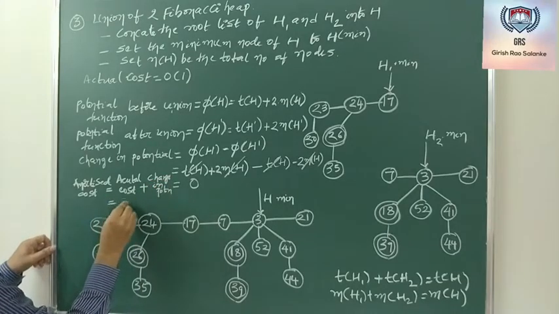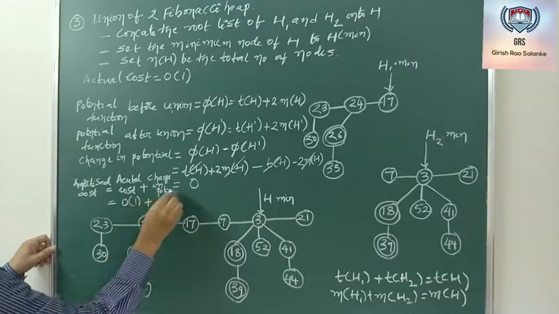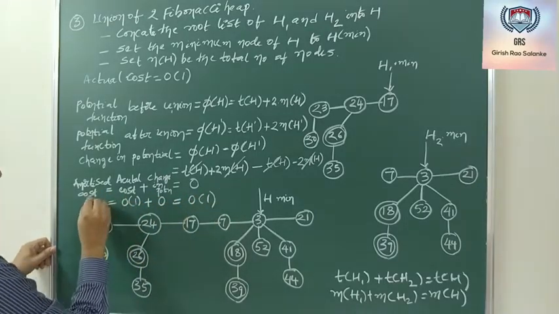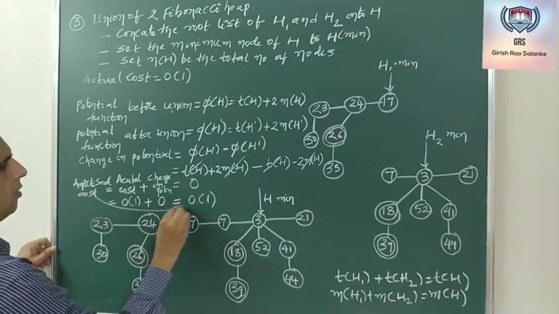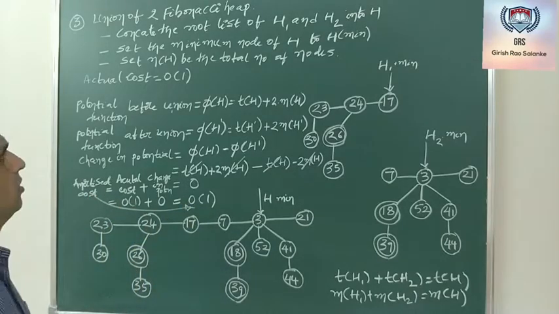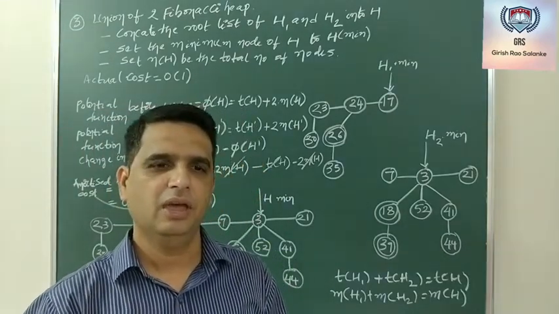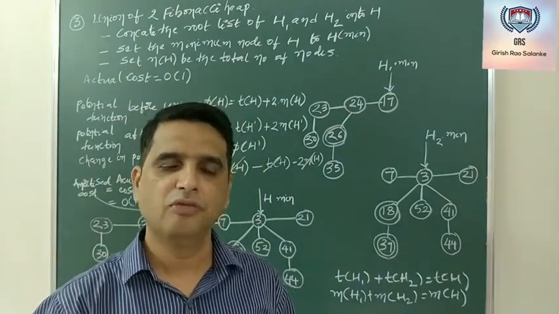Now what is actual cost? Actual cost is order of 1 and change in potential is 0. So your amortized cost is also order of 1. So this is about how to perform the union operation in case of a heap, that is 2 Fibonacci heap.